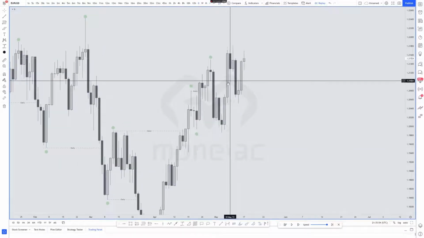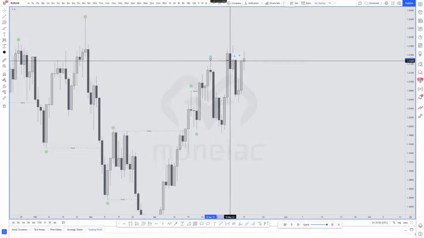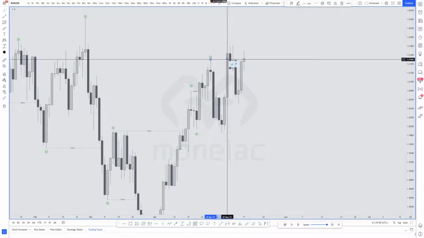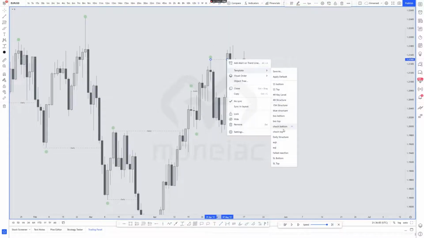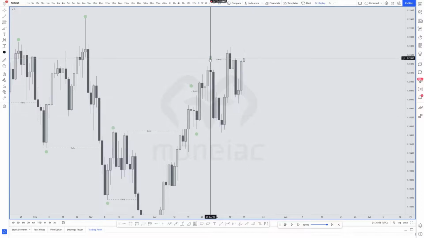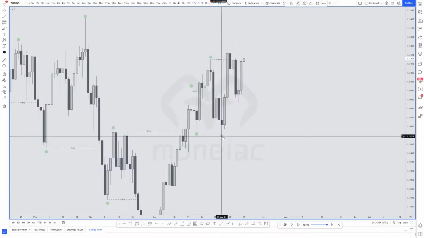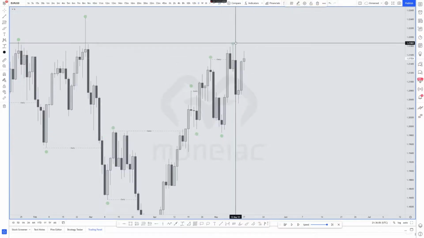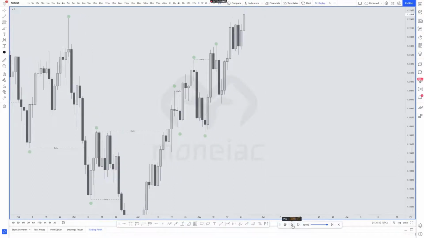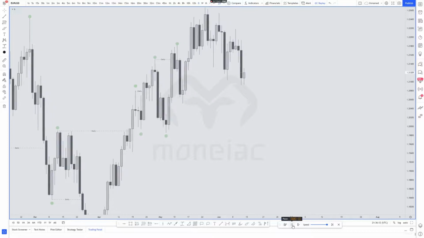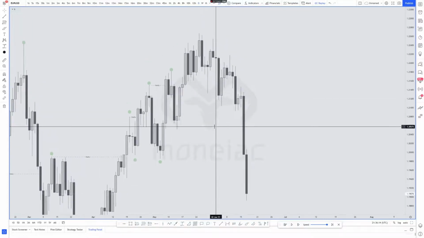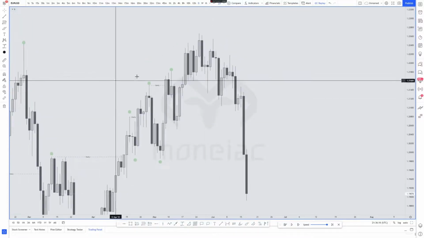And we've obviously made another high. Which makes this our low. Which makes this point our high point. And we've obviously created a new high here once again.